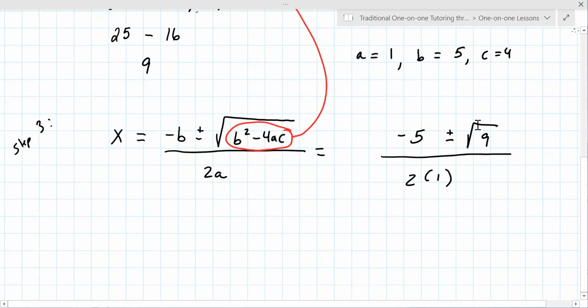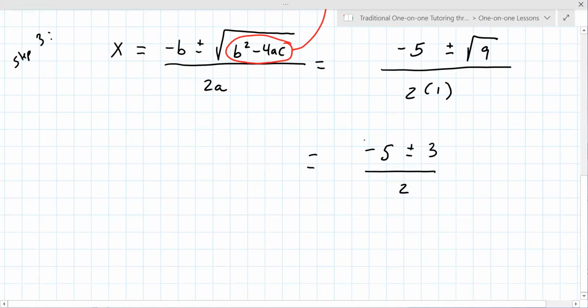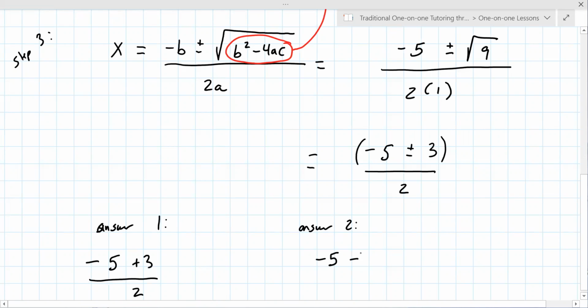What is the square root of 9? 3. So this becomes minus 5 plus or minus 3 over 2. There are implied parentheses in the numerator, and that means you have to do the numerator first. So answer 1 is minus 5 plus 3 divided by 2, and answer 2 is the other way, minus 5 minus 3 divided by 2.